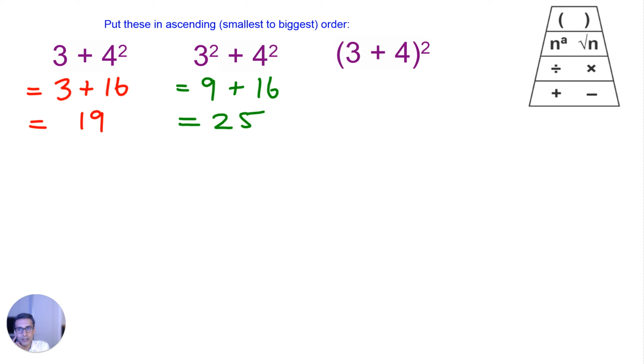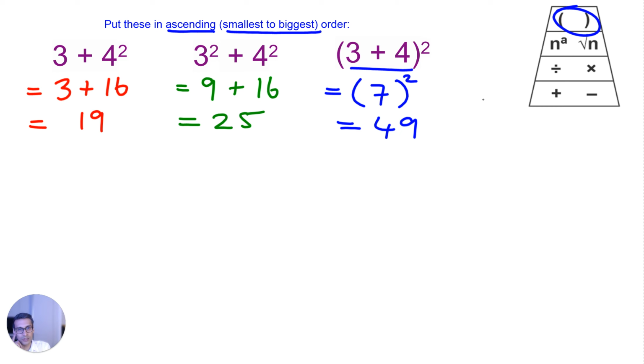And then finally, the last example, 3 plus 4 squared. So brackets first. I can see there's a 3 plus 4 in the bracket. So that's going to be 7 squared. Now here we don't actually need the brackets because it's just a 7 in there. So 7 times 7 is 49. Having had a look at this, if we put this in ascending order from smallest to biggest, it's already in that order: 19, 25, 49. I hope you got that correct.